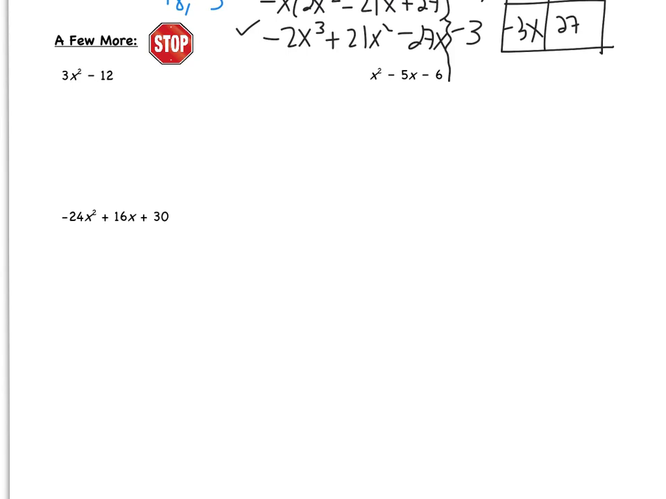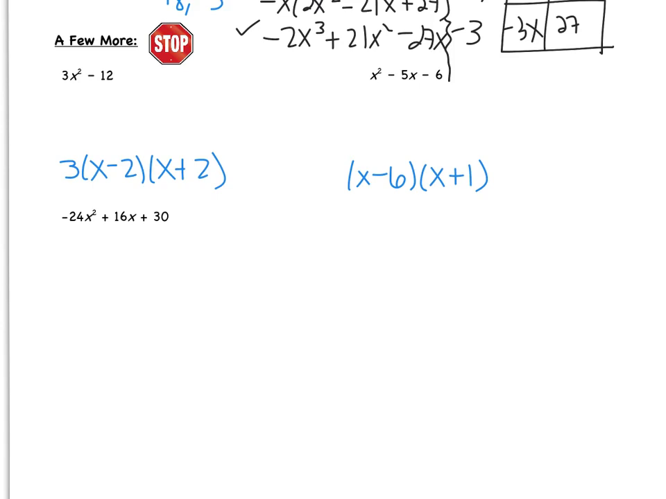Okay, let's see how we did. This first one, you should have factored out a 3. When you do, you can then factor your result to be x minus 2, x plus 2. This next example, you should end up with x minus 6, x plus 1. This last example was our split the middle example.